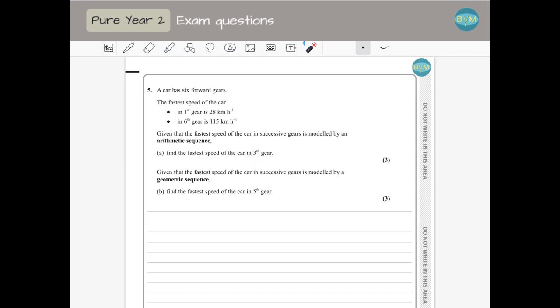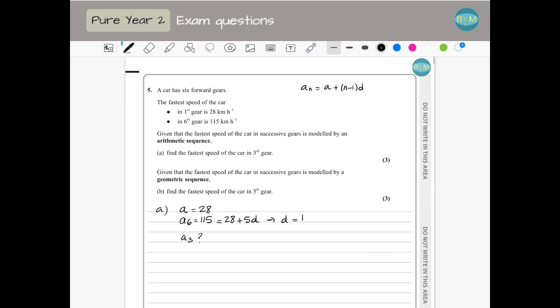in third gear. So what they are really giving us is A1 or a is 28, A6 is 115, and they are asking us about A3. Yeah? So it's quite a simple question. We know that the formula for the arithmetic sequence is a_n is going to be the first term plus (n minus 1)d, which means a6 is going to be a, which is 28, plus (n minus 1), which is 5, d.